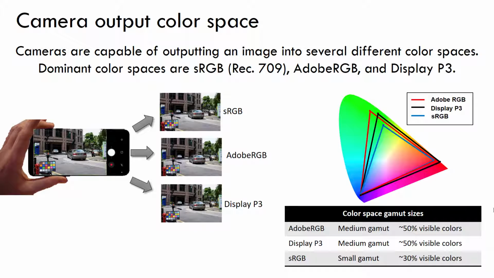So Adobe RGB and Display P3 are medium-sized gamuts. They can represent about 50% of the visible colors, whereas sRGB is a well-known small color gamut, and it was proposed many years ago in the early 90s for monitors at that time. Interestingly, we're still dominated by sRGB. So right now, the dominant output on most cameras is this small gamut.